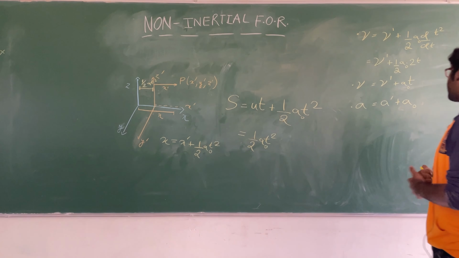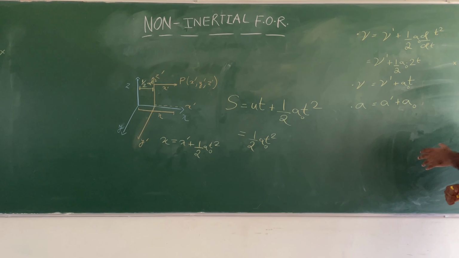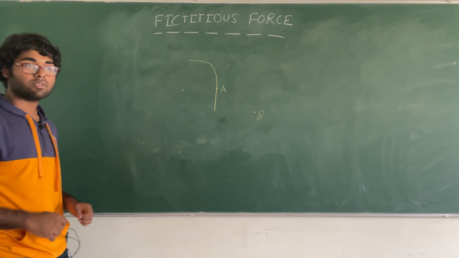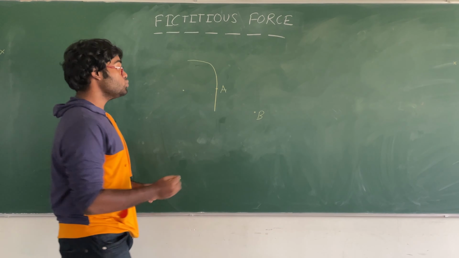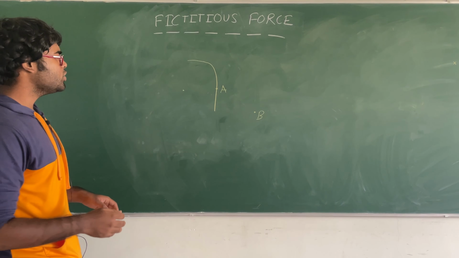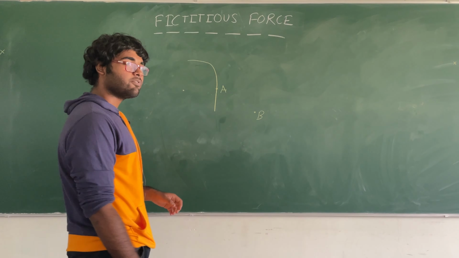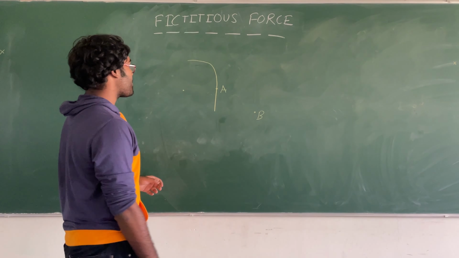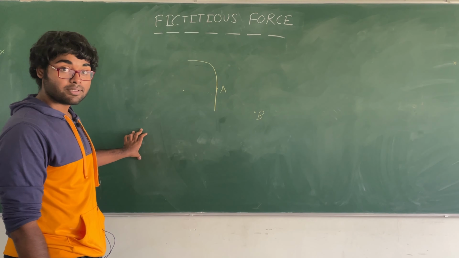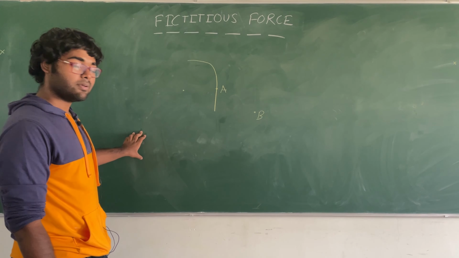Moving on. Now you see that the acceleration has some value, unlike the inertial frame of reference, where a is equal to a prime. Now we're going to start talking about fictitious force, also called pseudo force, or something like false force. Now you might be thinking, what is a false force? How can a force be false? It's said that the force does not exist, but it's applied. How does that even happen?